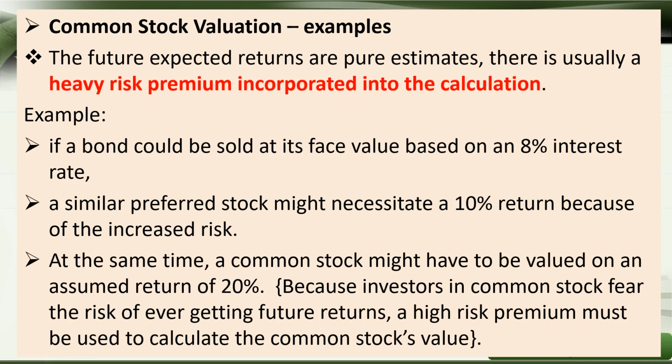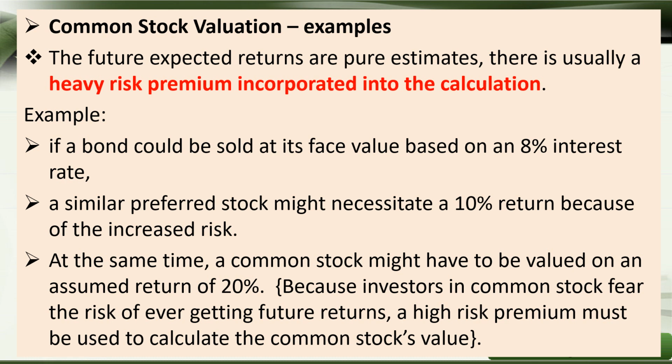Common stock valuation, we will see with an example. The future expected returns are pure estimates only in the common stock. There is usually a heavy risk premium incorporated into the calculation. Actually, there should be a risk premium that we need to incorporate. We have to be cautious on that. For example, if a bond could be sold at its face value based on an 8% interest rate, a similar preferred stock might necessitate a 10% return because of the increased risk, because the preferred stock has slightly increased risk over the bond.